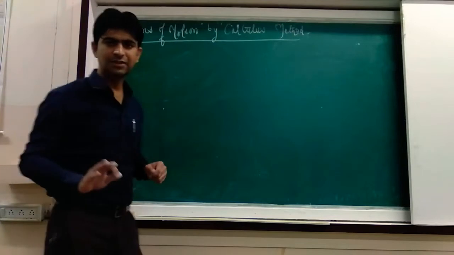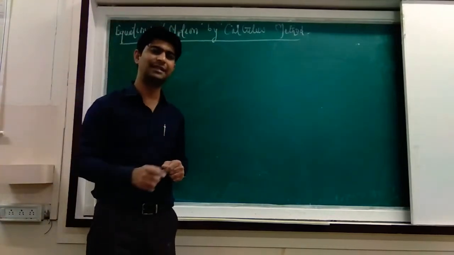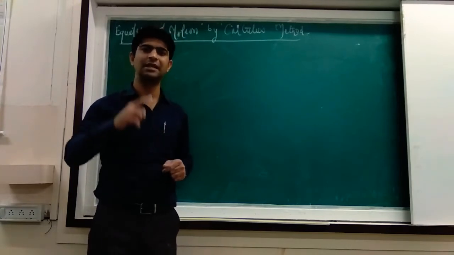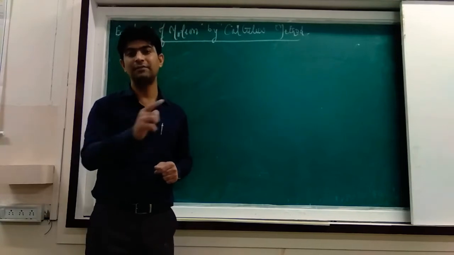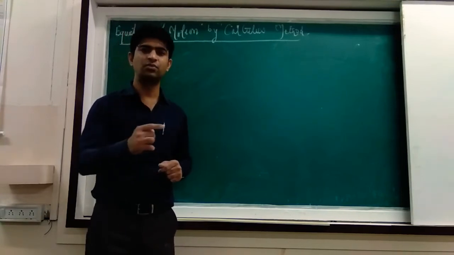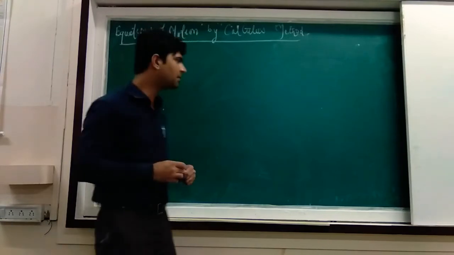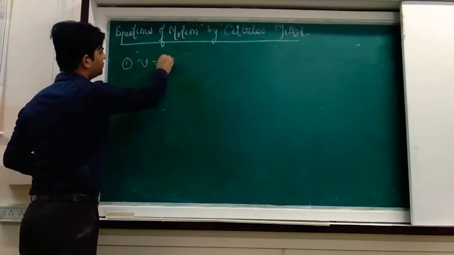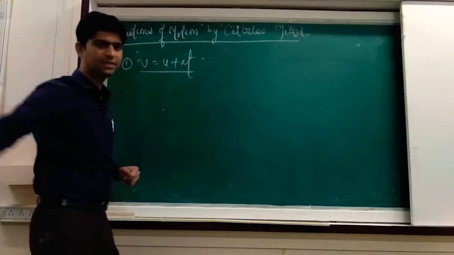In all the derivations, the symbols will have their usual meanings: V will always indicate final velocity, U will always indicate initial velocity, A will always indicate acceleration, that will be constant, T will always indicate time, S will always indicate displacement. Starting with the topic, the first equation is V is equal to U plus AT.